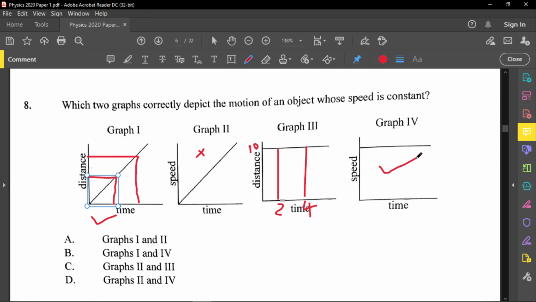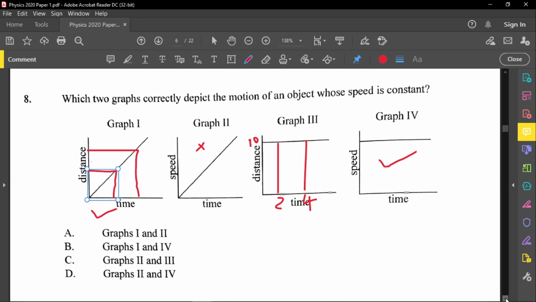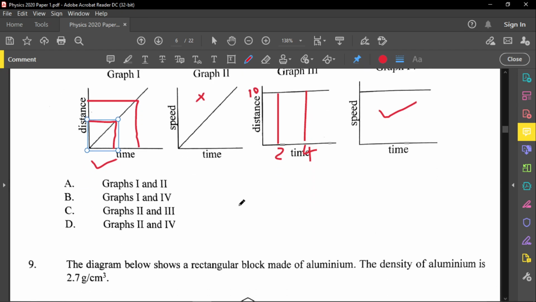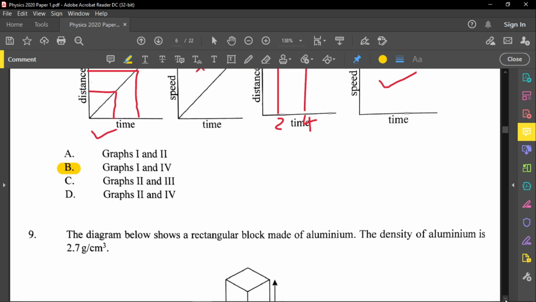Speed over time, that means speed is constant in this graph regardless of the time. So we're looking for graph 1 and graph 4. So let's look for graph 1 and graph 4. And graph 1 and 4 is in option B. So option B here is correct. All right, let's jump to the next question real quick.